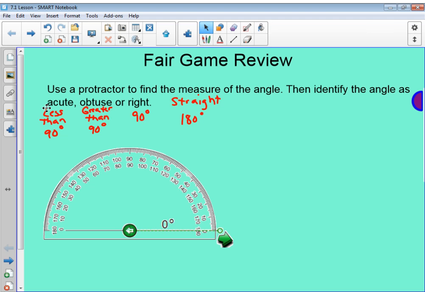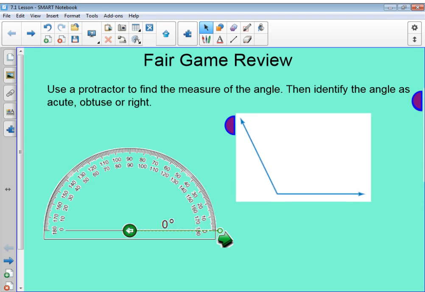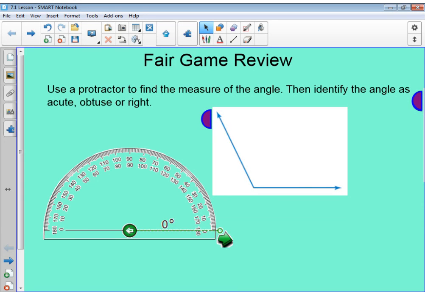Okay, so what we're going to do is we're going to review how to draw an angle using a protractor. And then you're going to identify it as acute, obtuse, or right. Okay, so actually we're not going to draw it. That's in our next video. We're going to actually measure it. So some of you will be able to look at this and identify whether it's acute, obtuse, or right because of the way that it looks. But we'll go ahead and do the measuring first.